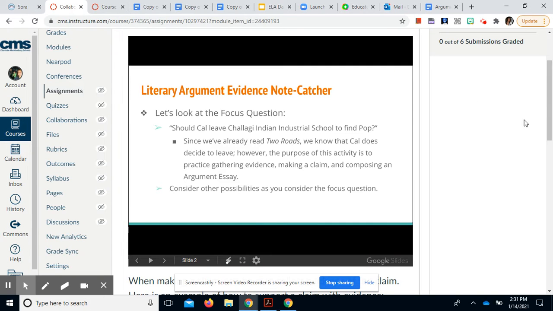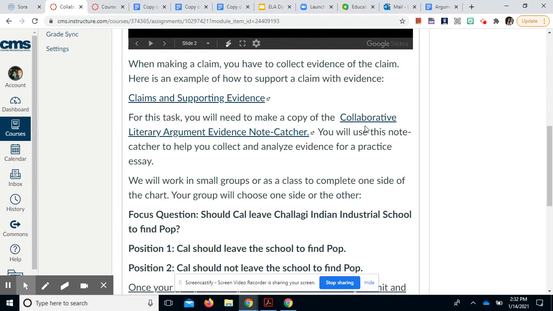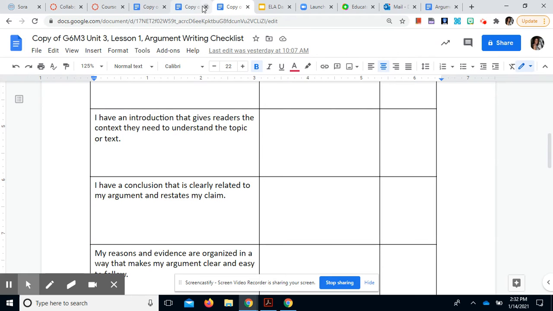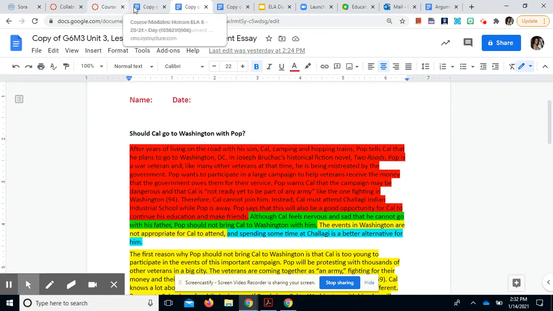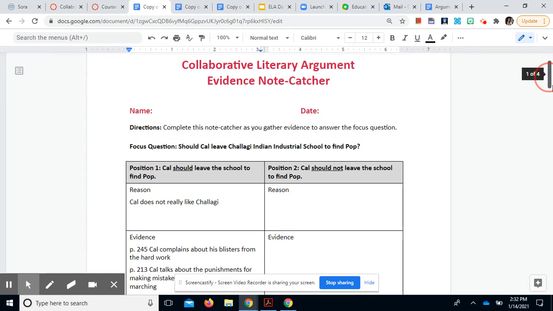So everyone is expected to make a copy of this collaborative literary argument evidence note catcher, and I will talk you through it. Okay, so this note catcher is meant to be collaborative because you were meant to work with some of your peers. And I will tell you how that went and what you need to do to catch up.